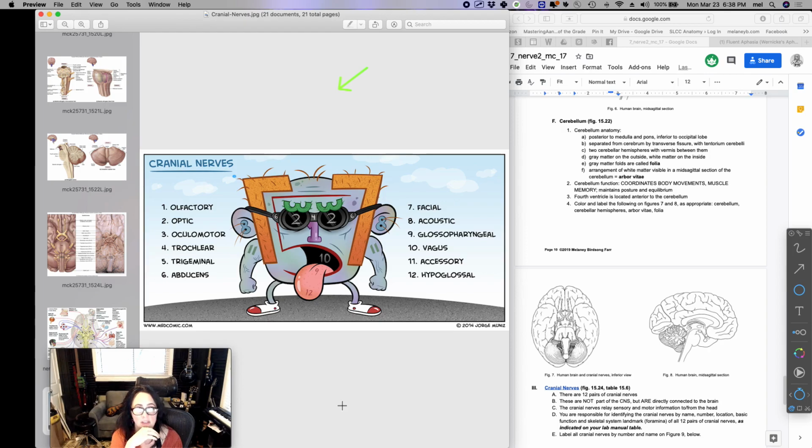And then you are responsible for, in lecture and in lab, identifying the cranial nerve by name, by number, by location, by basic function, and then whatever hole it goes through. I'm pretty sure you could figure out what hole that one goes through, right? That's the same information for lab and lecture, and hopefully you've already studied that as indicated on your lab manual. So basically you're going to do the same thing.